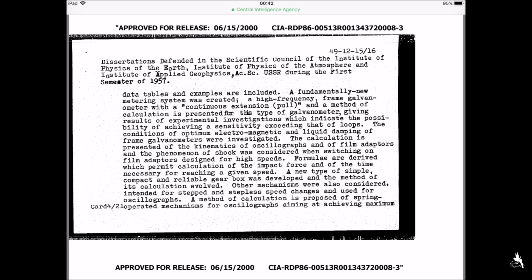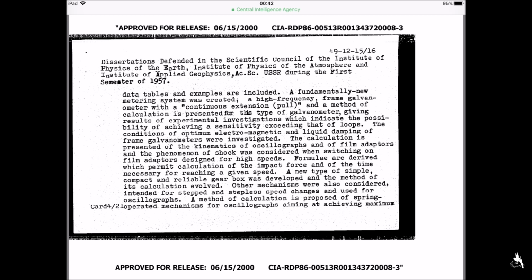The calculation is presented of the kinematics of oscillographs and of film adapters, and the phenomenon of shock was considered when switching on film adapters designed for high speeds. Formulae are derived which permit calculation of the impact force and of the time necessary for reaching a given speed. A new type of simple, compact, and reliable gearbox was developed, and the method of its calculation evolved. Other mechanisms were also considered, intended for stepped and stepless speed changes and used for oscillographs.